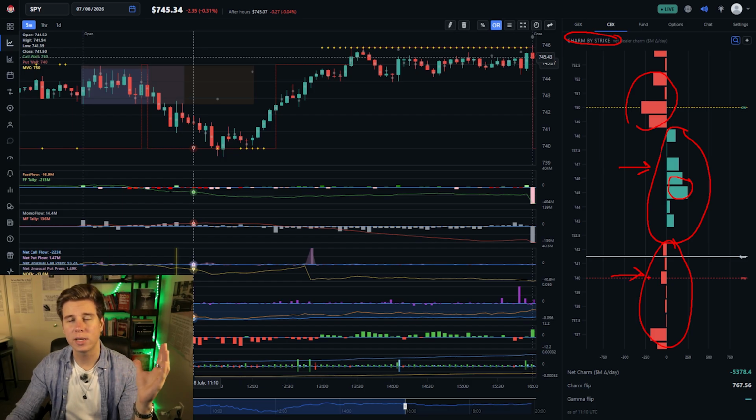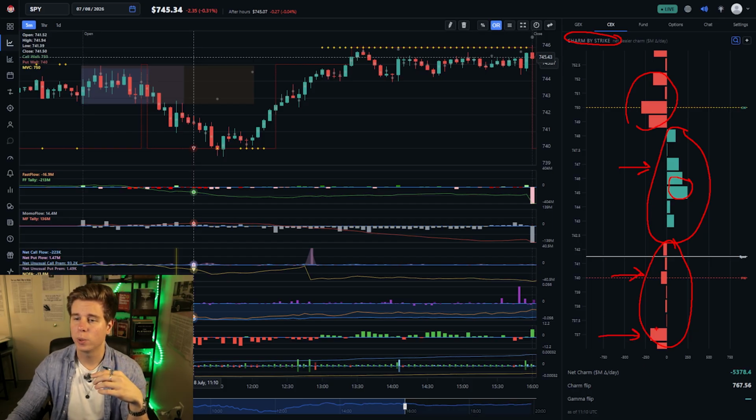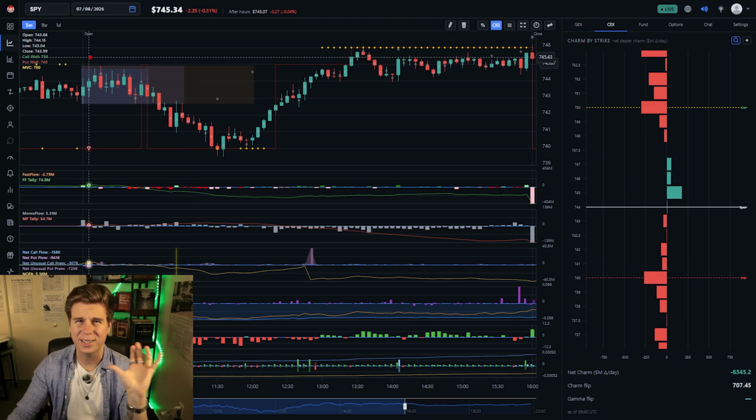People bought puts and dealers are short puts. And as the price gets to that level, the dealers are more at risk of losing on the sold puts, so they're more incentivized to buy, creating bullish pressure. Now, of course, that's all great, but how do you actually use this?